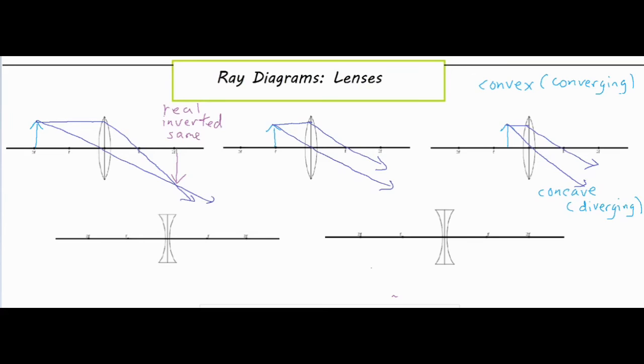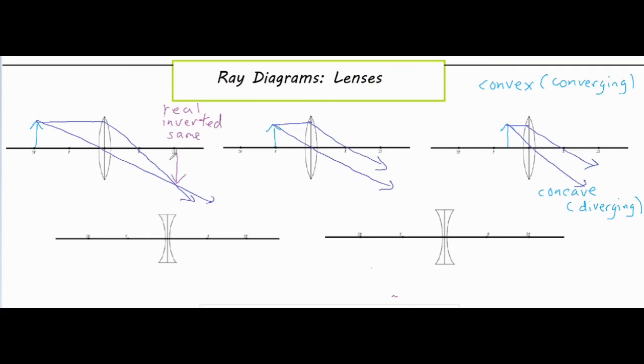Okay, it's considered a real image because it's on the other side of the lens. As opposed to mirrors, where real images are on the same side as the object because the light reflects back onto the same side, lenses are transparent and the light actually goes through them. So this is the real side, and this would be the virtual side.